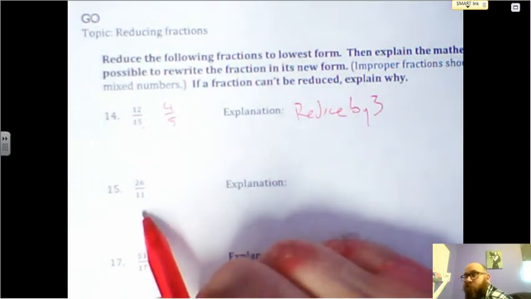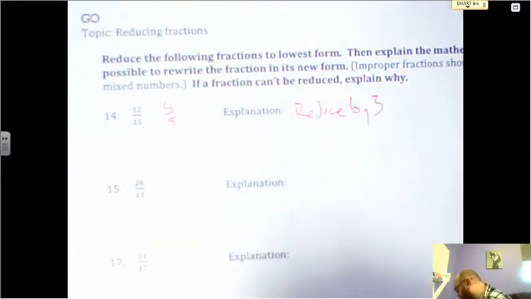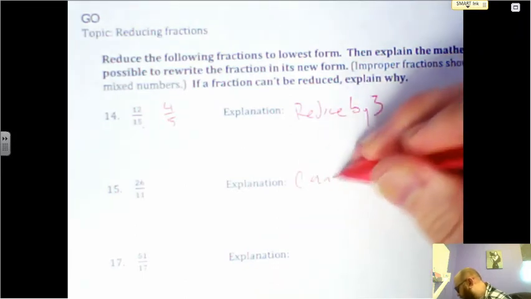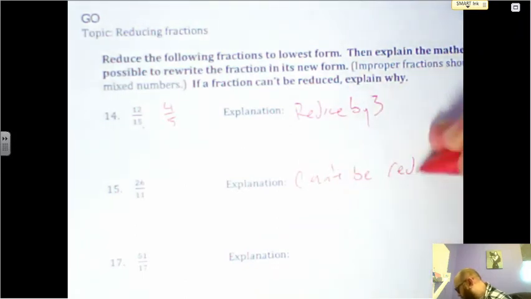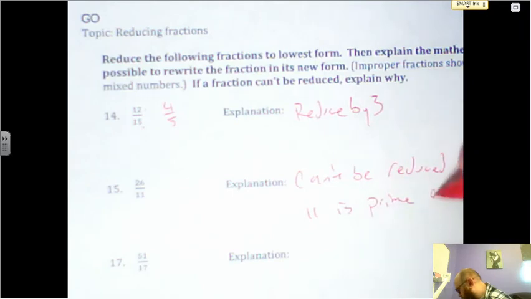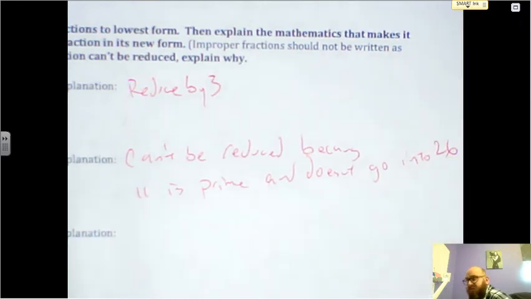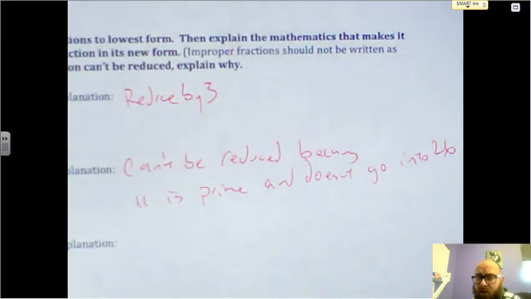26/11ths, well, 11 is prime, and 11 does not go into 26, so this does not reduce. Can't be reduced because 11 is prime and doesn't go into 26. Pretty much a fairly straightforward and direct unit here.